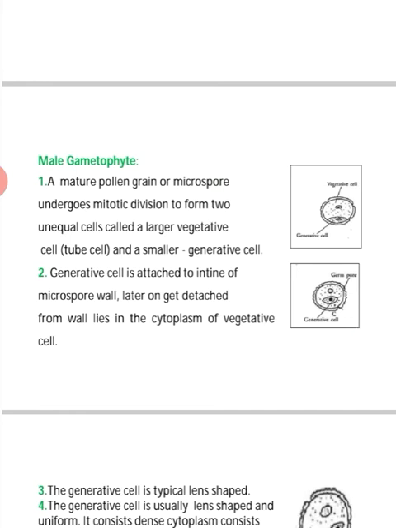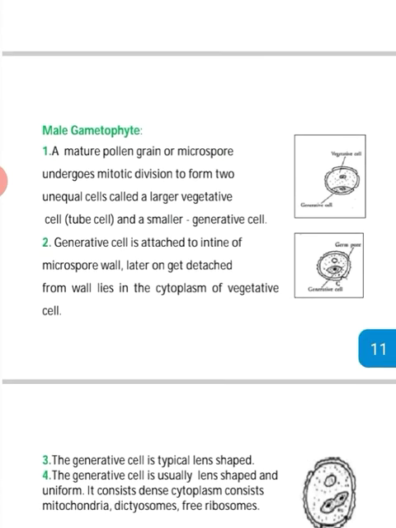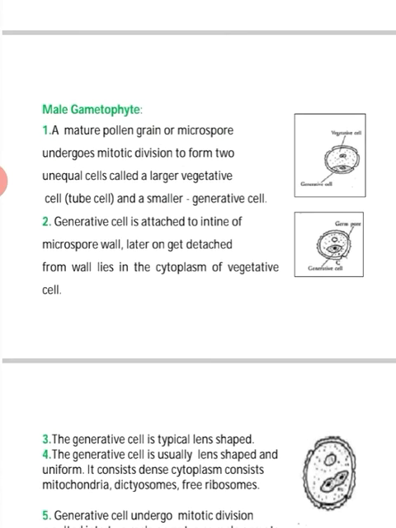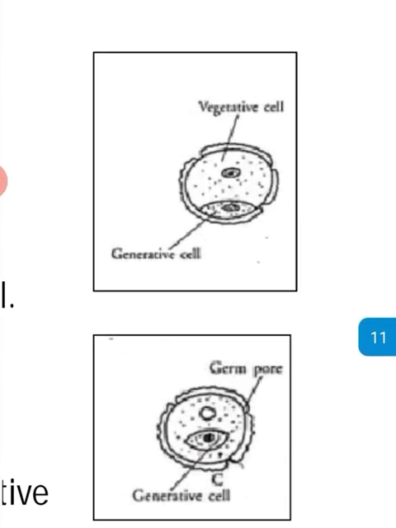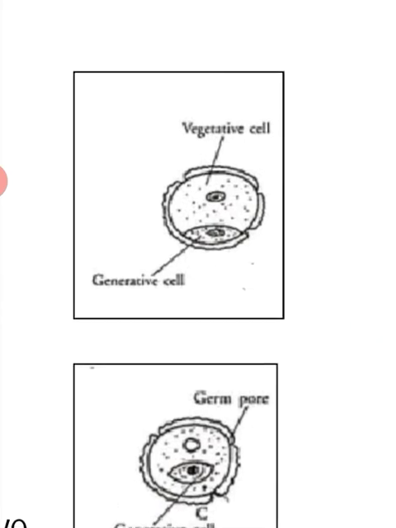Then next, what is meant by male gametophyte? A mature pollen grain or microspore undergoes mitotic division to form two unequal cells called the larger vegetative cell or tube cell and the smaller generative cell. Look here, larger vegetative cell and smaller generative cell, simple mitotic division.